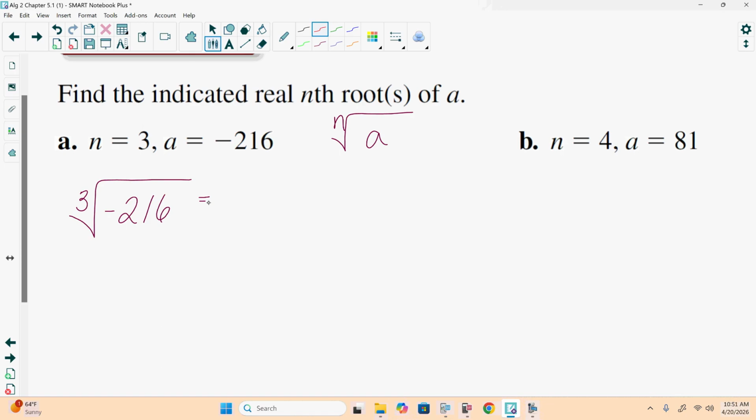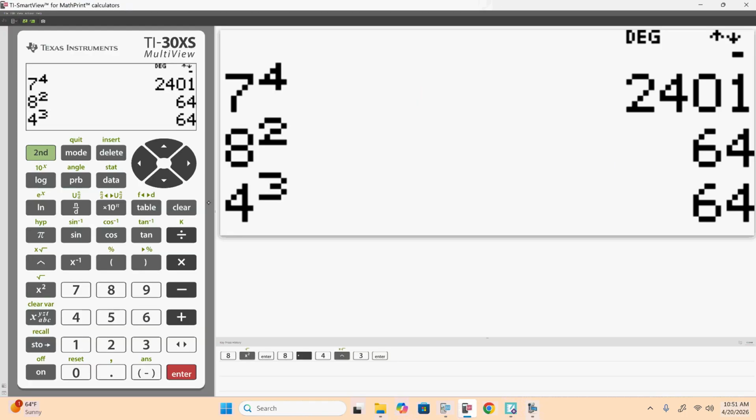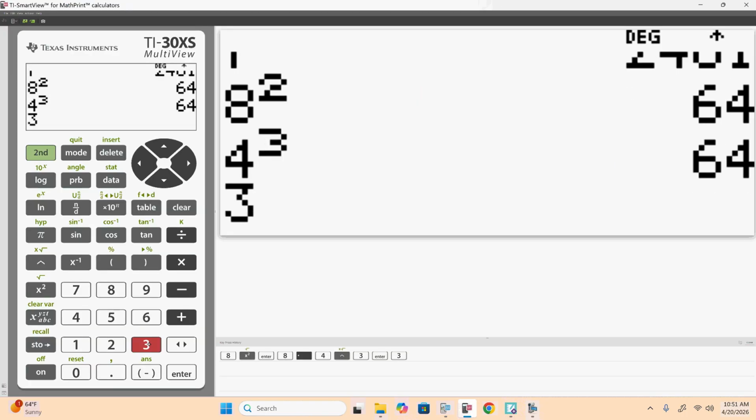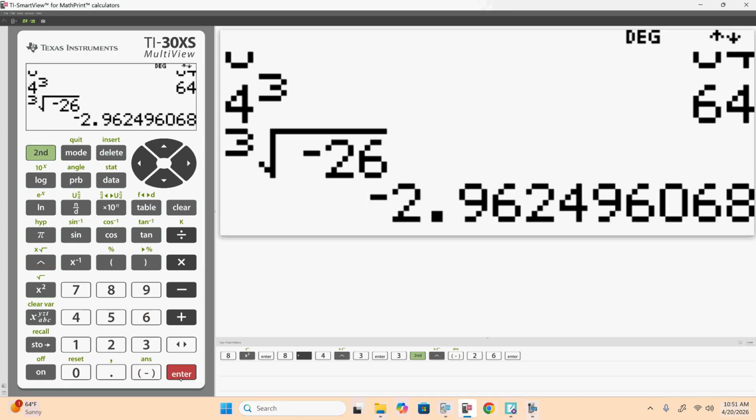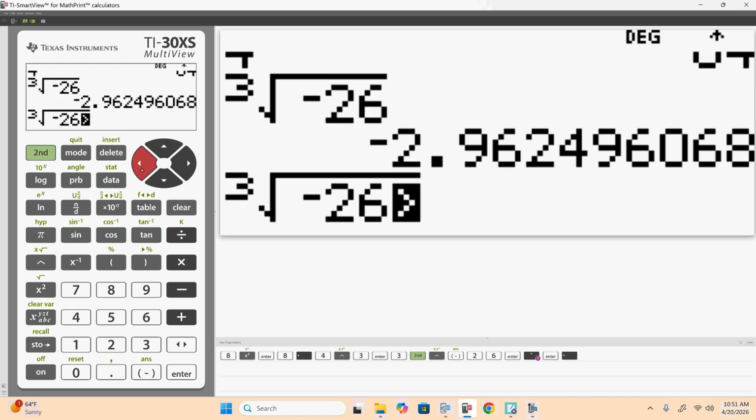That's kind of the nice thing with taking an odd root, a cubed root, is that no matter what the number is inside, we will have one real root coming out of it. And there's two ways to go about it. One is to grab the graphing calculator or the 30XS, take the cubed root of negative 216. It helps if I actually type in 216 and not just 26. And it tells us that it is negative 6.